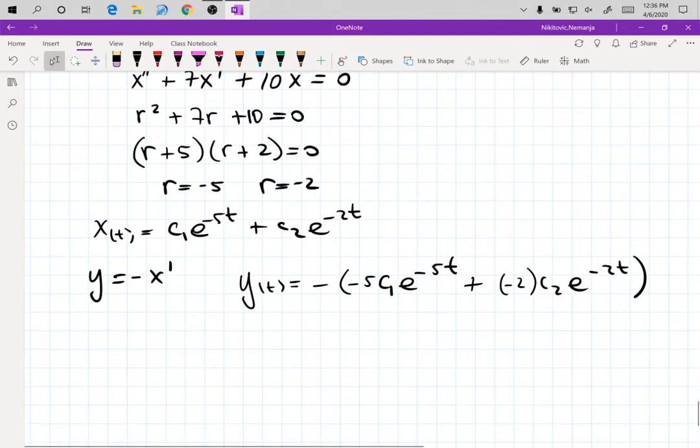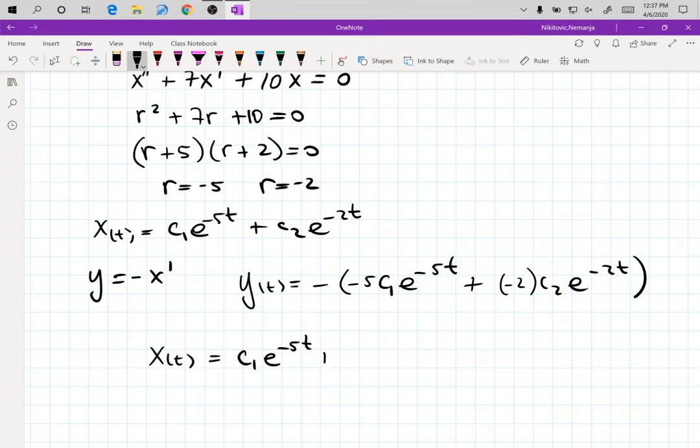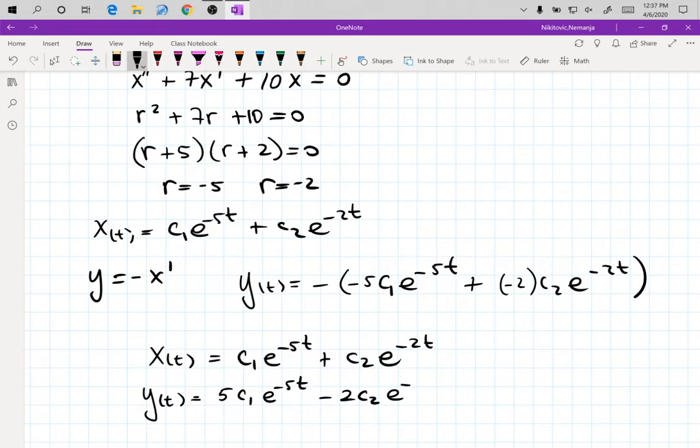And now we can just put both solutions together. So x of t is c1 e to the -5t plus c2 e to the -2t. Y of t is equal to 5c1 e to the -5t minus 2c2 e to the -2t. Ta-da! Solutions.